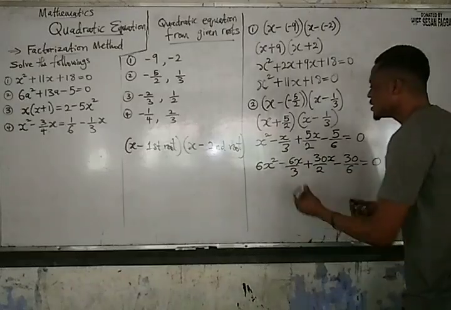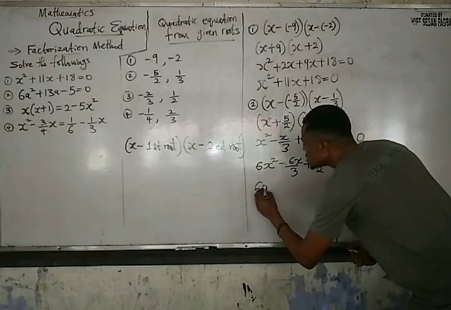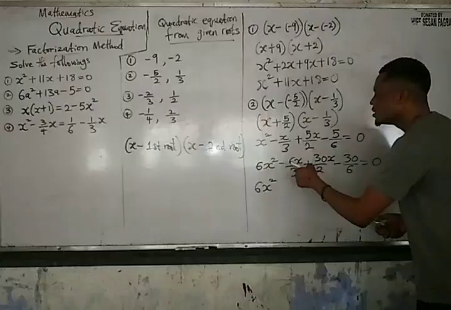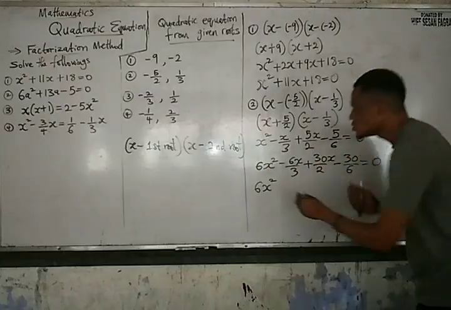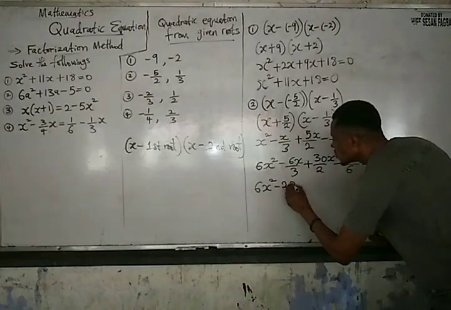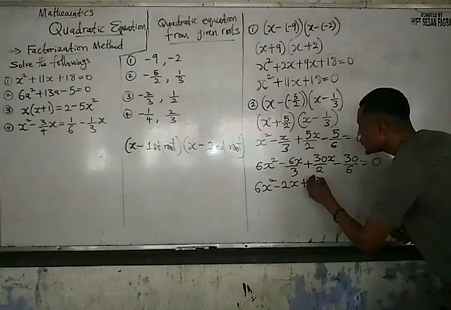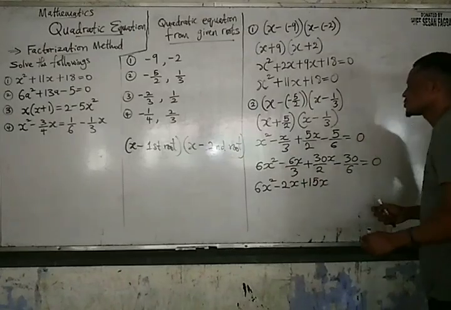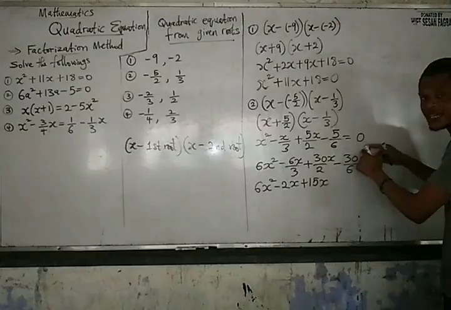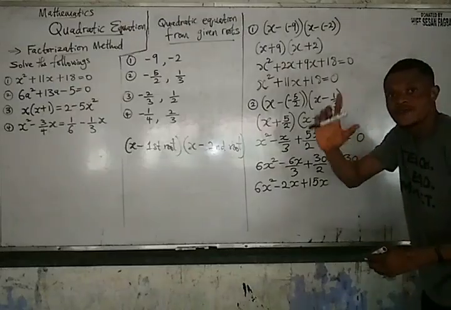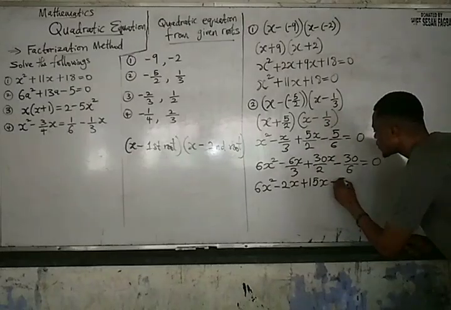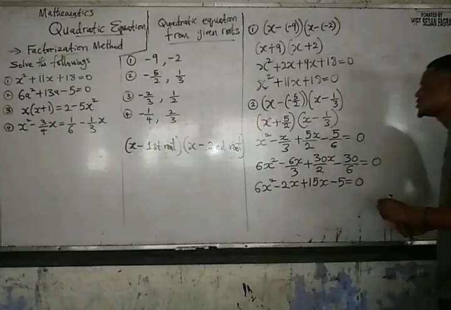Then the next thing is going to be to break it. 6x squared. 3 in 6, we have 2, so that's going to be minus 2x. 2 in 30 will give us 15x. Then 6 in 30 here will give us minus 5. All to give us 0.